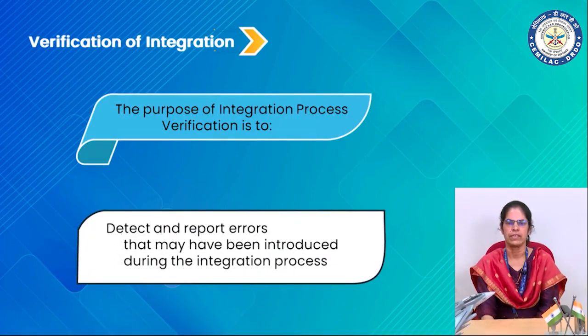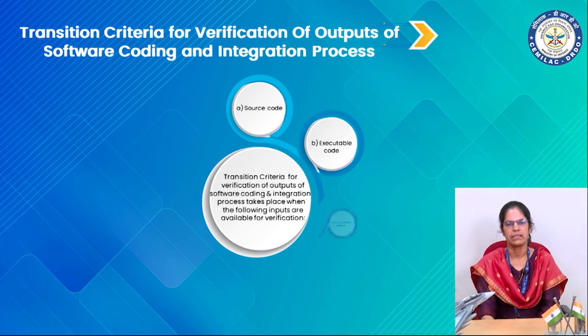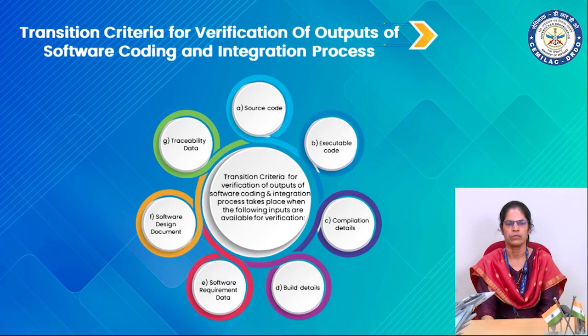The purpose of integration process verification is to detect and report errors that may have been introduced during the integration process. Transition criteria for verification of outputs of software coding and integration process: the following inputs are to be available for verification: source code, executable code, compilation details, build details, software requirements data, software design document, and traceability data.